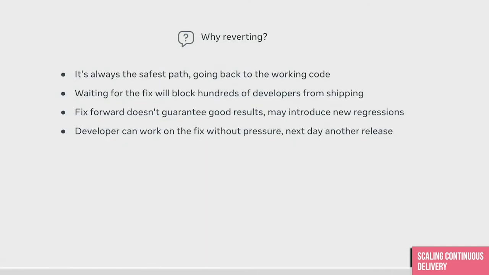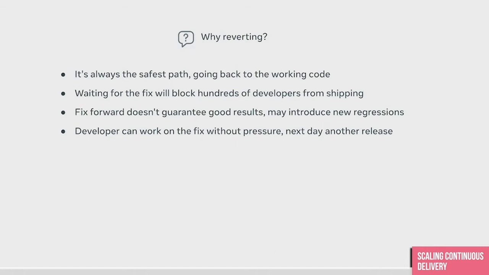So someone might ask, why reverting? And the reason why we're always taking this approach is because of the following reasons. So it's always the safest path, going back to the working code. Also, waiting for the fix will block hundreds of developers from shipping. So you can imagine many developers know that there is a new version that should go to production, but this version is stuck waiting for the fix.